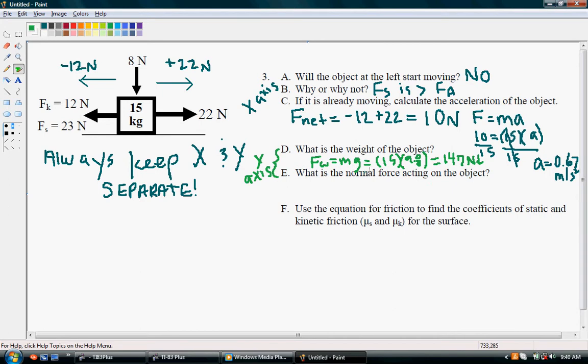Now it wants to know, what is the normal force acting on the object? If the object were just sitting on this table and it had no other vertical or y-axis forces acting on it, then the normal force would be equal and opposite to the force of weight. But we have 8 additional newtons acting downward to this object. So what we have to do is add 8 newtons to 147 newtons in order to get the normal force.